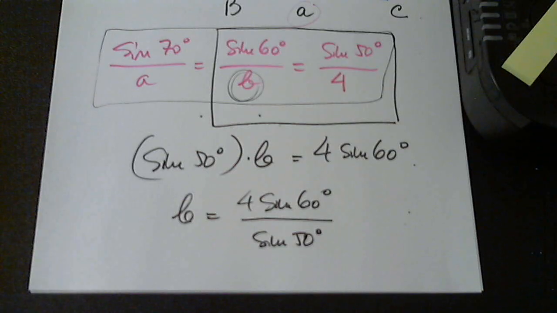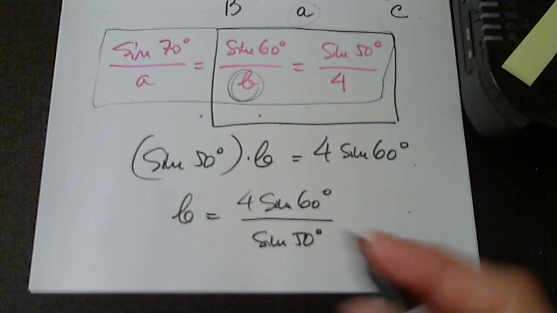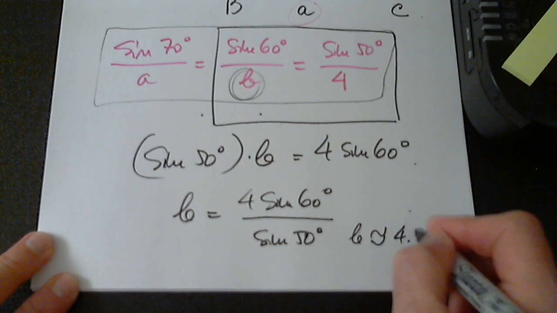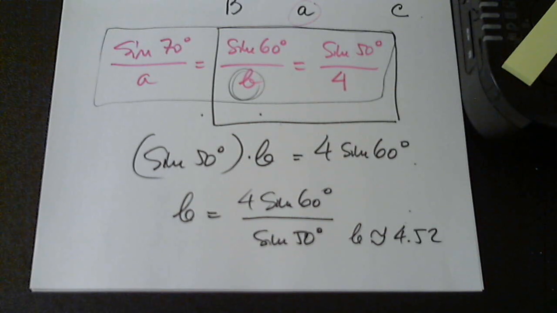I put this in the graphing calculator, and I get the answer. I'm making sure that I have the degree mode. So it was 4 sine 60, and divide that by sine 50. And this is it, 4.52. So b is approximately 4.52. I will use a different proportion now to find a.